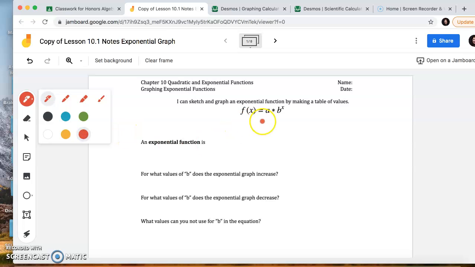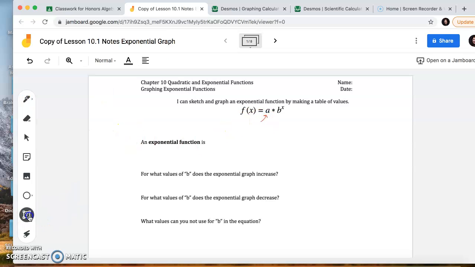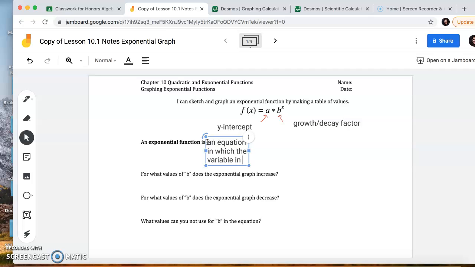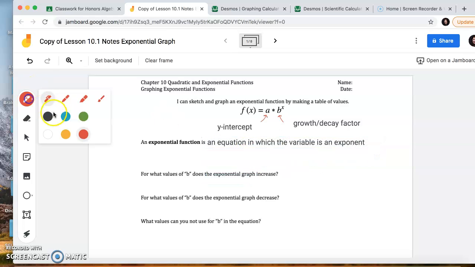So first thing I want you to notice is this a. This a is our y-intercept. So that's the first thing you should notice, is that the a is always going to be our y-intercept. And then the b is going to be our growth or decay factor. And we'll talk about how to identify whether or not it's growth or decay. An exponential function is an equation in which the variable is an exponent. And as you see here, our variable is an exponent. So when we're making a table of values and we're making a graph, we'll plug in numbers into the exponent and get out our y value.